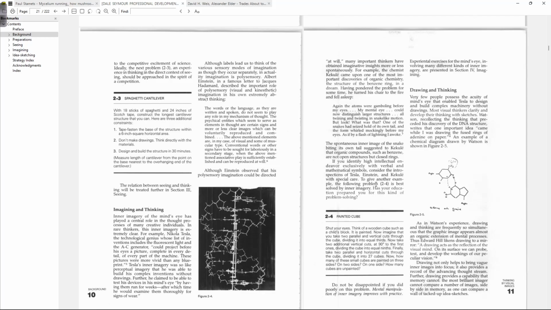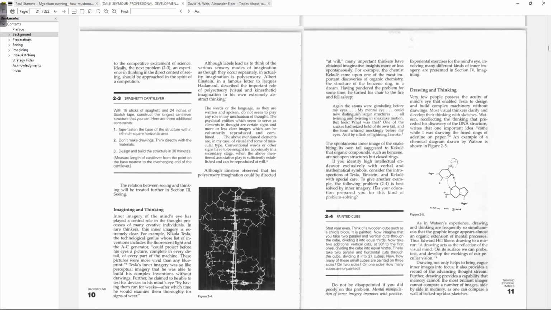But look, what was that? One of the snakes had seized hold of its tail, and the form whirled mockingly before my eyes, as if by a flash of lightning. I awoke. The spontaneous inner image of the snake biting its own tail suggested to Kekule that organic compounds such as benzene are not open but closed rings. If you identify high intellectual endeavor exclusively with verbal and mathematical symbols, consider the introspections of Tesla, Einstein, and Kekule.